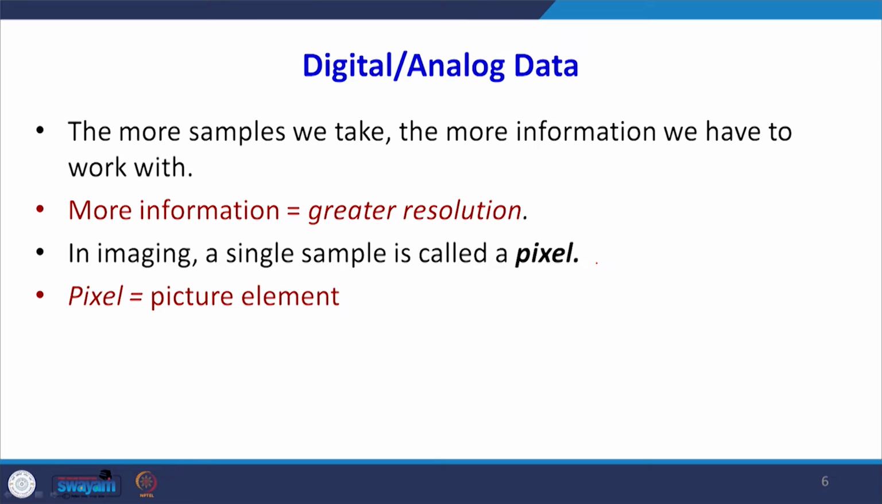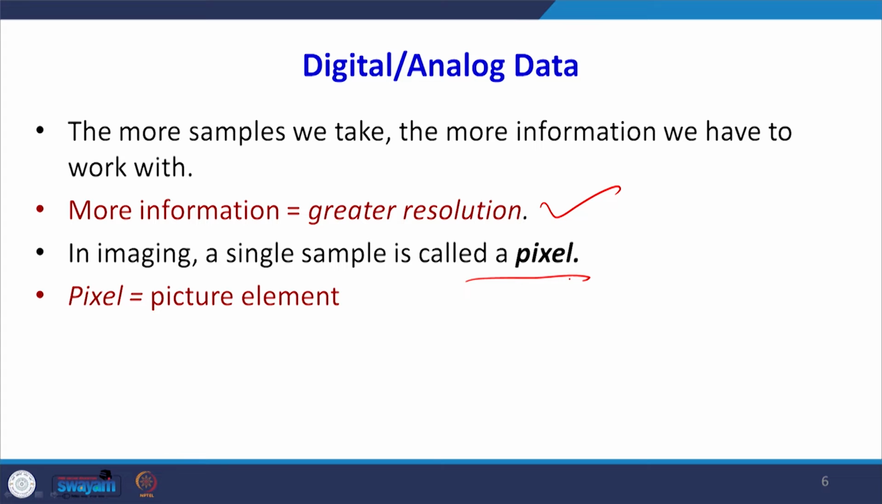So, we know that the more information we have at a pixel location, the greater is the resolution and clarity. So, we can see the object in a much clearer way if we have more and more samples, and more information is there. And a single sample which we are taking at a particular location, this we call a pixel. So, pixel is a term which is made from the words picture element.